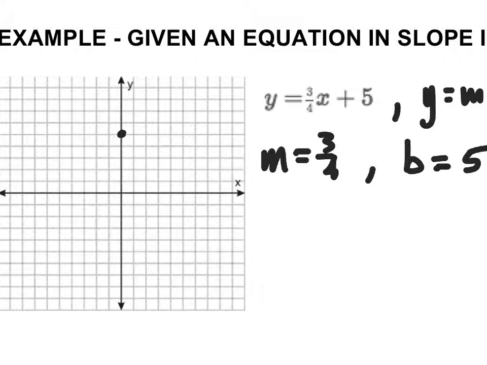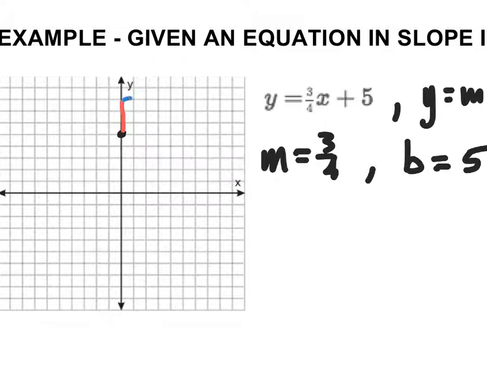A slope of 3/4 means I go up 3 and then over 4 and plot a point. I really only need 2 points to do this, but it helps to do a couple. So down 3 to the left 4, 1, 2, 3. Oh, this is 4. Whoops.